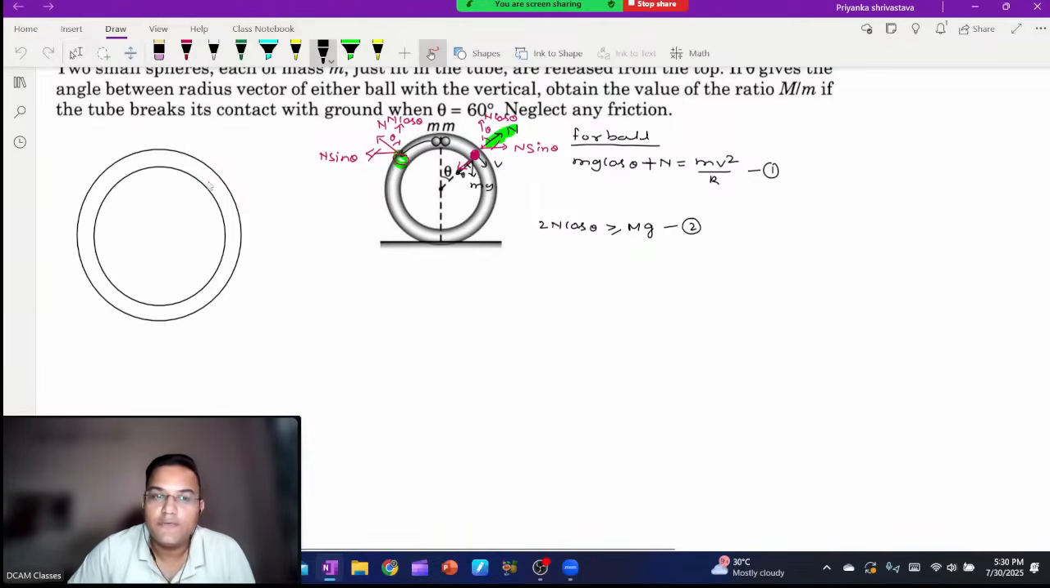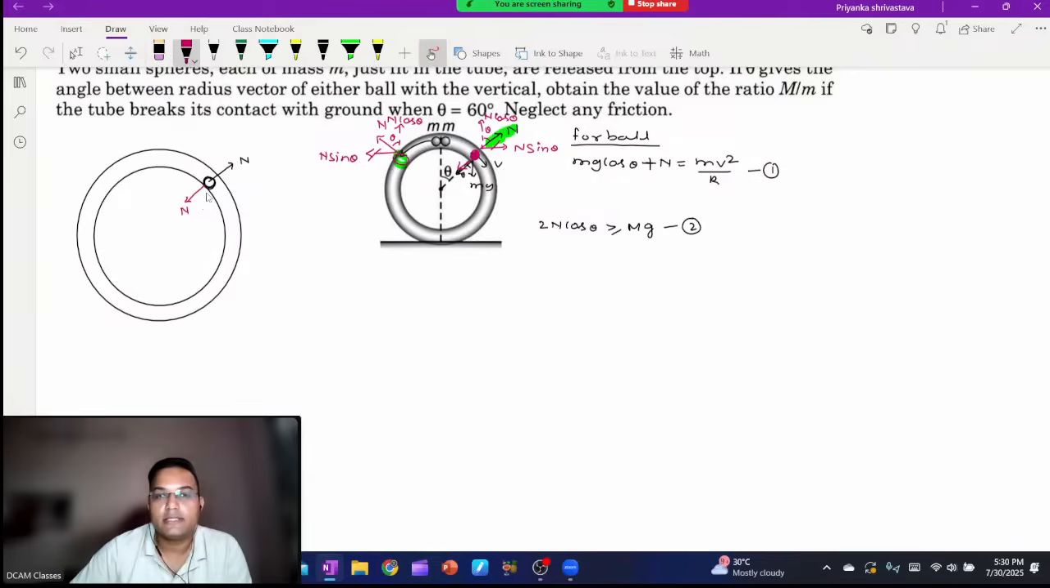See, once if we take this case, the ball was on the inner side. When the ball was on the inner side, the normal reaction on the ball will be like this, correct? This is a contact force. The force from the ball on the ring will be like this. Okay, this is the first case that I have thought of.